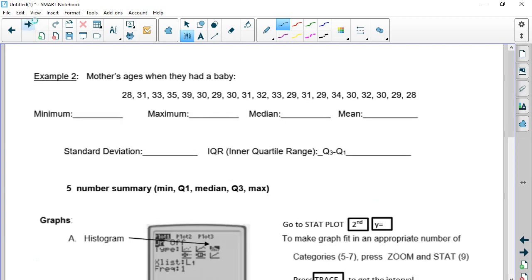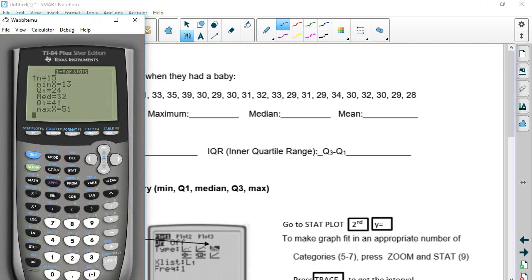Okay, we're almost done. Example 2, mother's ages when they had a baby. So again, you would enter all these in your calculator. I'm not going to show it to you again, we'll practice in the class. But you would go to stat, enter all these in L1. Now let me show you one little trick though. Let's say I'm going to go back and do this, and I want to redo this.